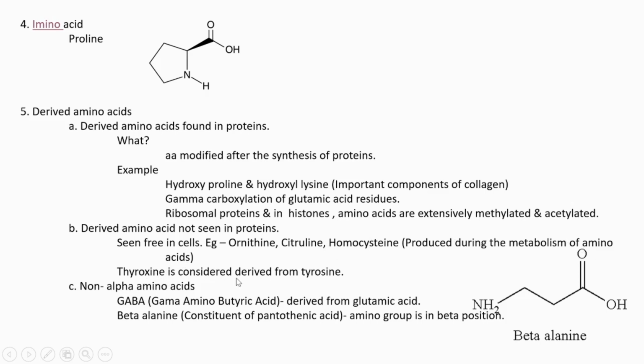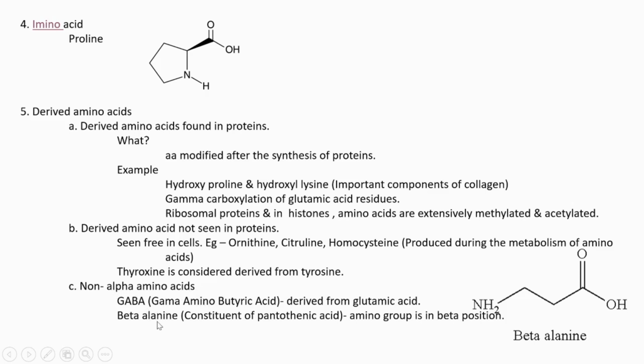Thyroxine is considered to be derived from the amino acid tyrosine. Next is non-alpha amino acids. Alpha, we know, is the type of amino acid where both the carboxyl group and the amino group are attached to the alpha carbon. Here, it is called non-alpha amino acids.